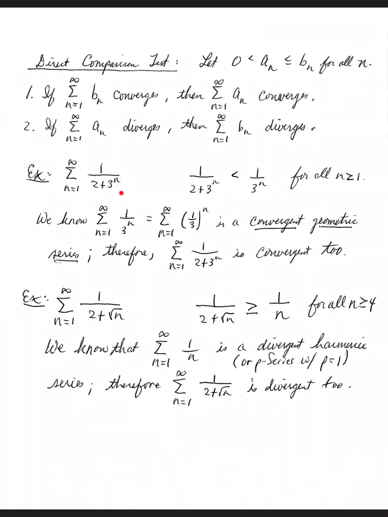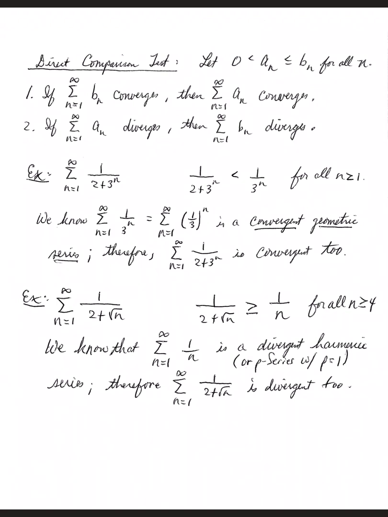1 over 2 plus 3 to the n is very comparable to just 1 over 3 to the n. Get it very close to the original, and be very careful to do this. Remember that a fraction with a larger denominator will actually have a smaller value overall. So there's two reasons that I picked 1 over 3 to the n.